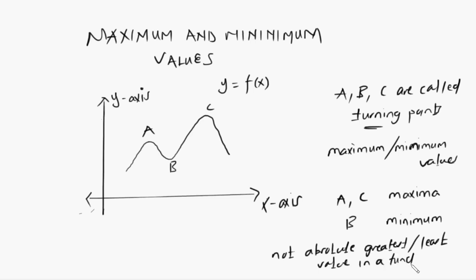No, they are not. They are just the maximum value in the neighborhood. Kwa mfano a is maximum value in this neighborhood here, okay, and b is minimum value in this neighborhood here, and c is the maximum value in this neighborhood here. So they are not the absolute greatest or least value in a function. They can be though, okay? Because for example, c is a maximum value, but it is also the absolute greatest value in a function.